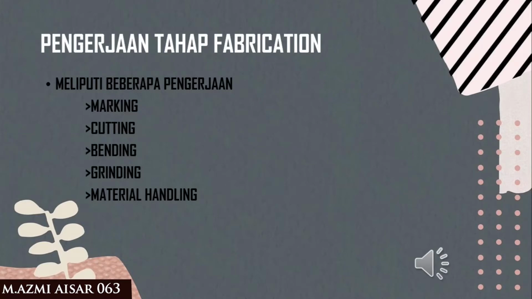The second is the fabrication process. The fabrication process is divided into several steps. The first stage is marking. Marking is the process of matching plate and profile which are approved by the QA, quality assurance. The second stage is cutting. Cutting is the process of cutting material that has gone through the marking process.